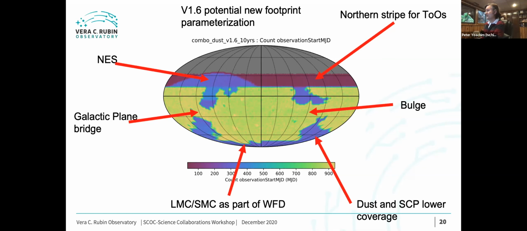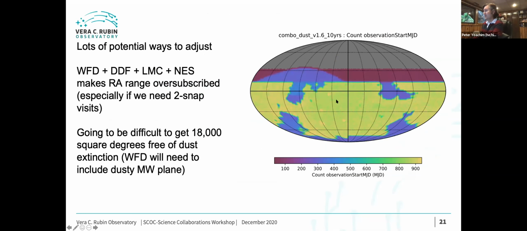One of the problems with doing this, you'll notice this right ascension has lots of deep drilling fields, lots of wide, fast, deep, and the NES. So we get oversubscribed pretty harshly in this region. So it's going to be difficult; we almost certainly have to cut some of this northern region out of wide, fast, deep if we're going to keep this reasonably subscribed.